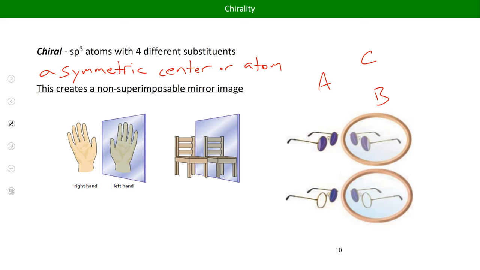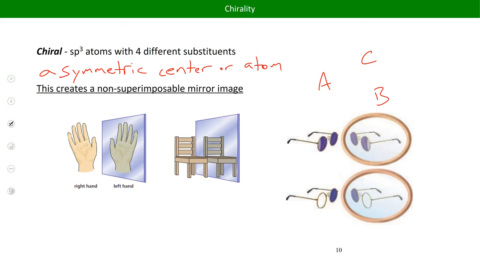D, the fourth point, has to either be above the plane or below the plane, if it's a tetrahedral carbon or tetrahedral shape. So the fact that you can have above the plane or below the plane creates this non-superimposable mirror image, which the easiest one to understand is it's like your hands. They're identical, right? Assuming you don't have lots of scars on your hands like I do, from working with hot glassware over the years.